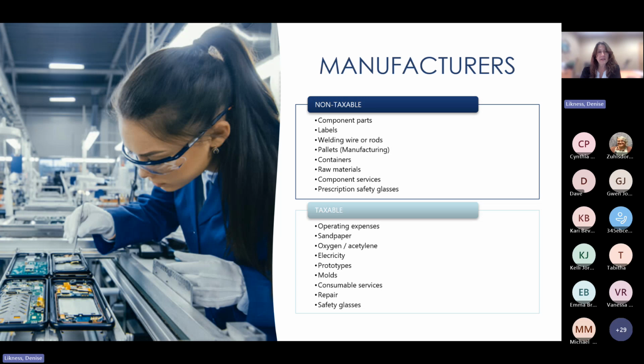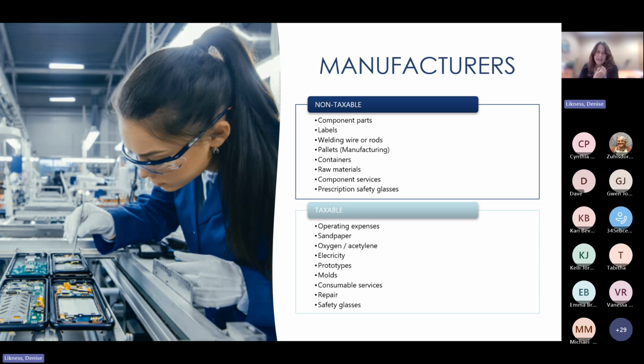But then there are some things that they do have to pay that are taxable. And down on the bottom is the items that they have to pay. So we went over some of the non-taxable, any type of component parts, labels. We went over welding wire, pallets can be purchased without tax, containers, raw materials, prescription safety glasses can be purchased without tax, but operating expenses is taxable: sandpaper, the gases, electricity, prototypes and molds.